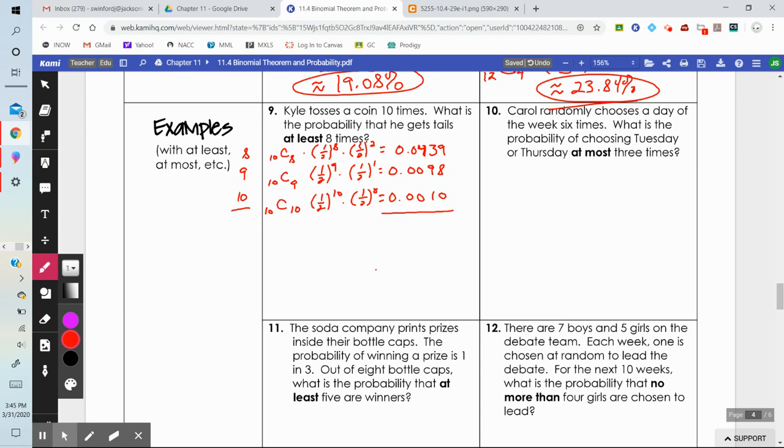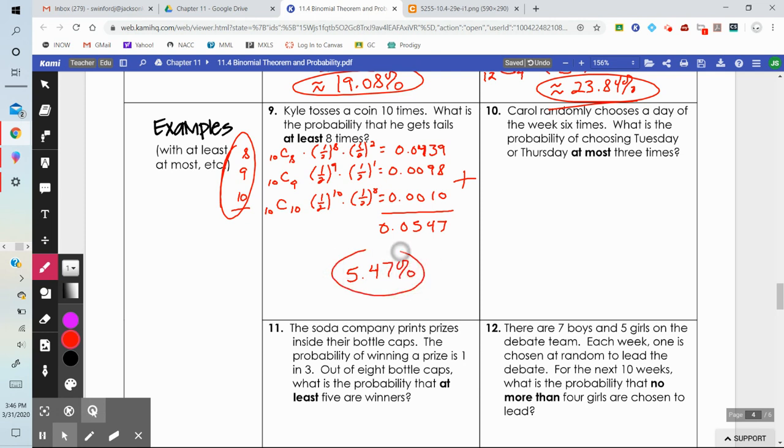So what's the probability of getting any of these, 8, 9, or 10? All we have to do now is add those three things together. And when you add them together, you get 0.0547, which would be a 5.47% chance of getting an 8, 9, or 10.